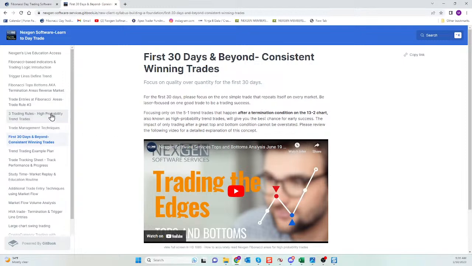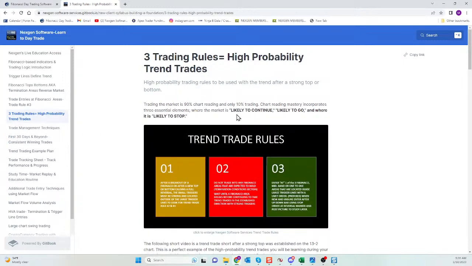So we're going to focus on the 3 rules, and we're going to become chart readers. We're going to dedicate the first 30 days with Nexgen to becoming a chart reader, to keeping it simple, to embracing advantages, and putting yourselves in position to take a trade that typically wins 70 to 80% of the time.